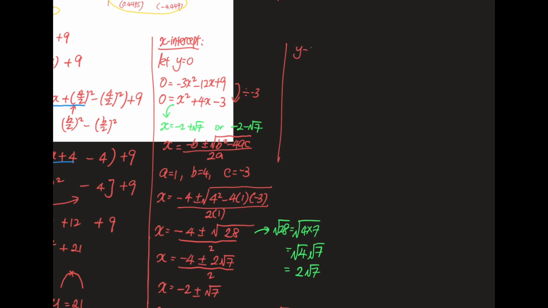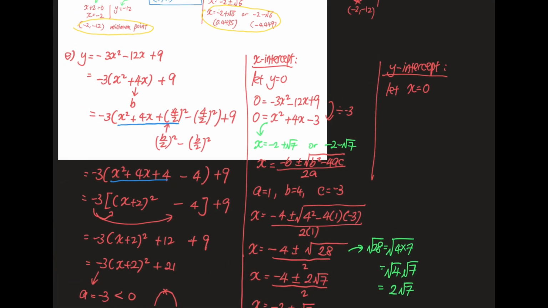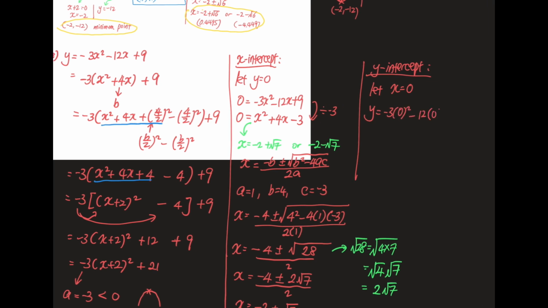Okay. Then the next step, we have to find the y-intercept. The y-intercept. Okay. So we have to let x equal to 0, and we have to substitute the 0 into here and here. Then you have to find the y. That will be the y-intercept. Okay, so y equal to minus 3 times 0 squared, minus 12 times 0, plus 9. So at the end we get 9, and this is the y-intercept.